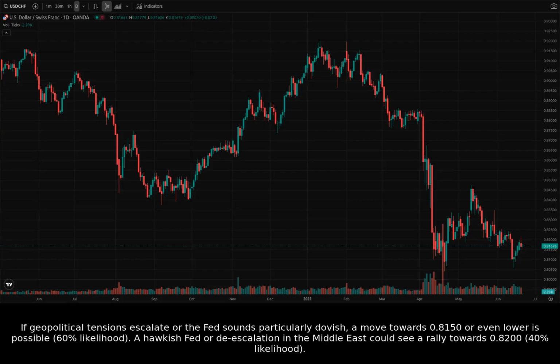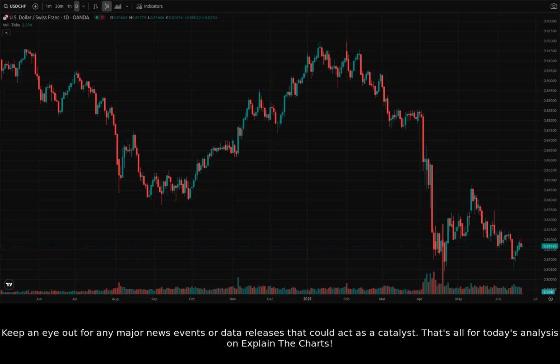If geopolitical tensions escalate or the Fed sounds particularly dovish, a move towards 0.8150 or even lower is possible, 60% likelihood. A hawkish Fed or de-escalation in the Middle East could see a rally towards 0.8200, 40% likelihood. Keep an eye out for any major news events or data releases that could act as a catalyst.